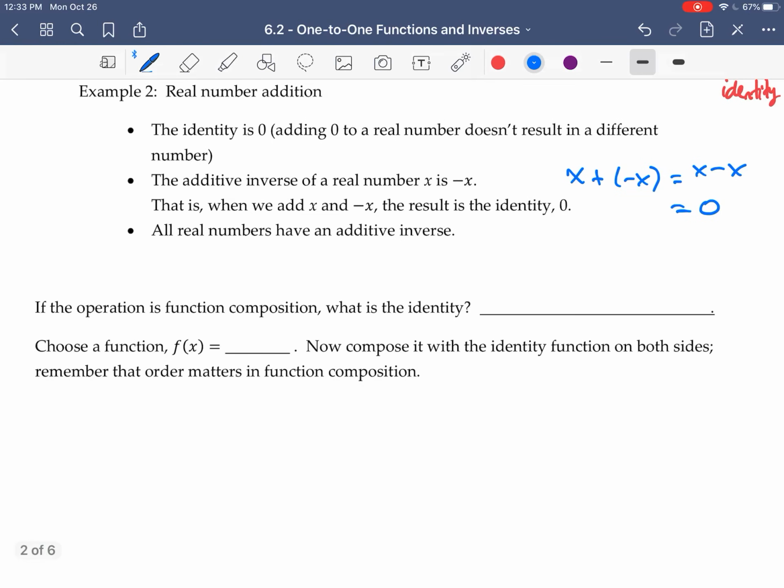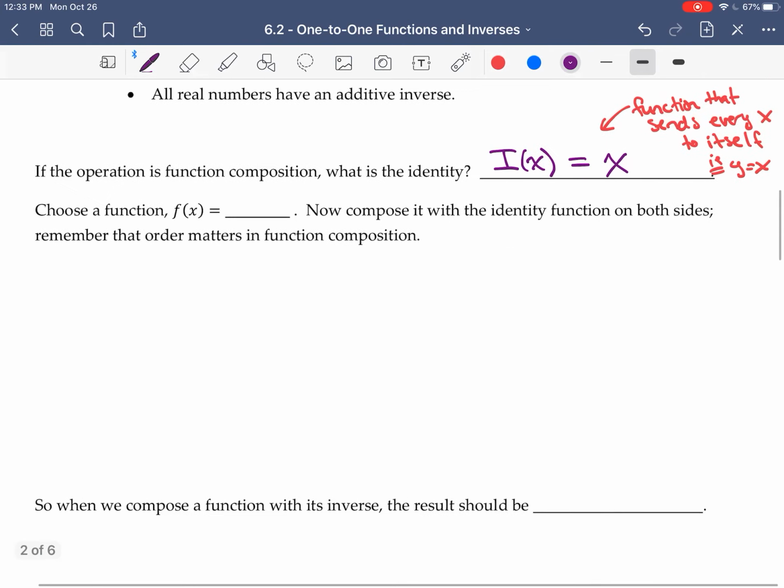Okay, so when we're doing function composition, we want a function that when I compose it, nothing's going to happen. So this function we call I of x, and it's just x. That's all it does. So this is the function that sends every x to itself. The graph of it is the graph of y equals x, so it's a line.